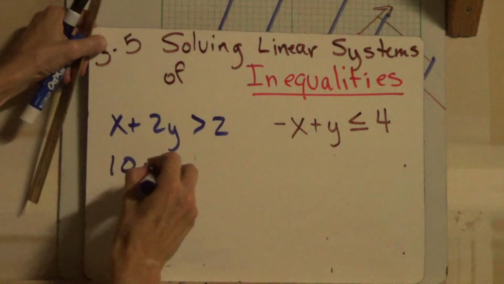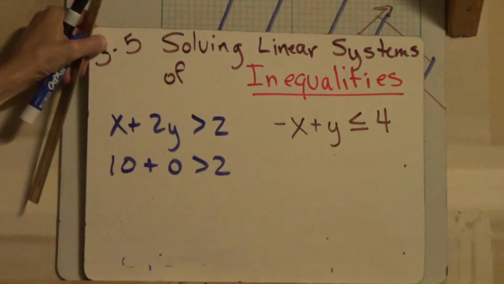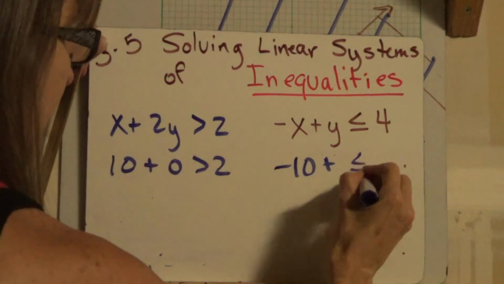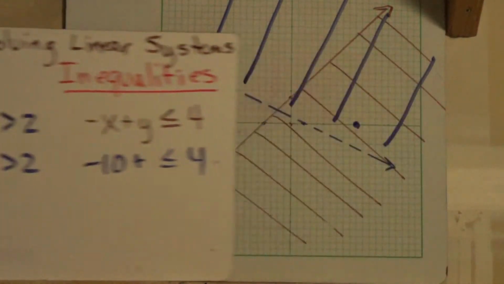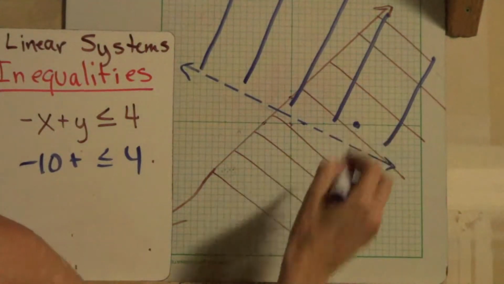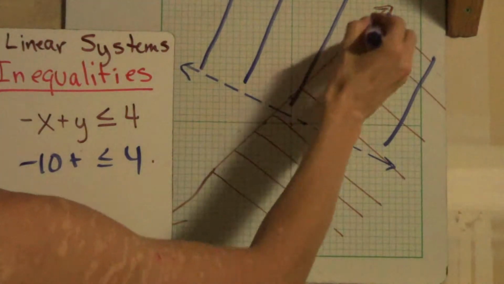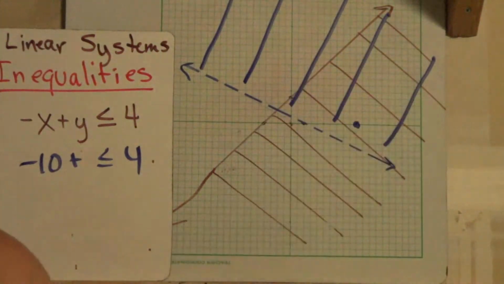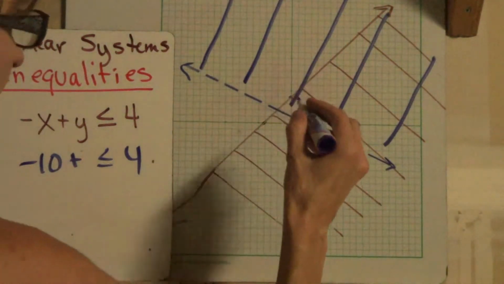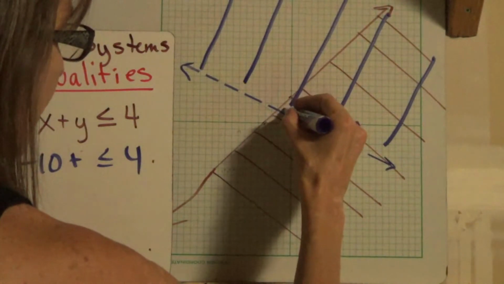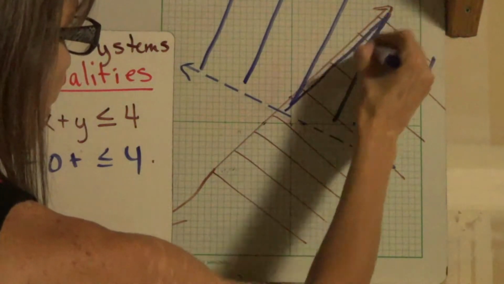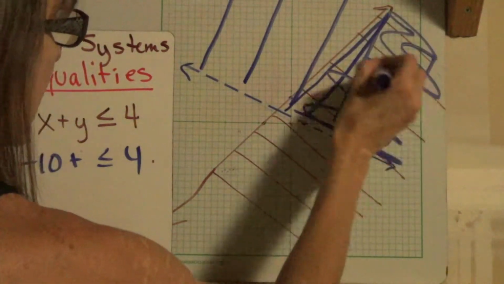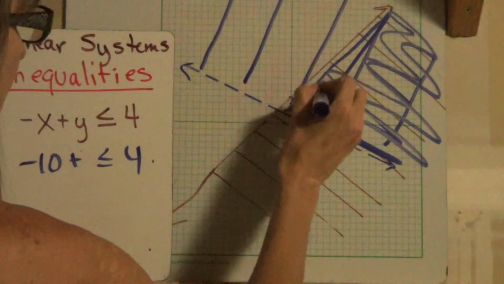10 plus 0 is greater than 2. Negative 10 plus 0 is less than or equal to 4. So now you can see that does work. It is a solution. Any points that you choose in this double shaded area where it's got the purple and the brown, that's going to be a solution. So I do ask you, after you get done and find the solution area, just come back in and kind of darken that area so that it's obvious on a test or quiz, this is the darkened region.